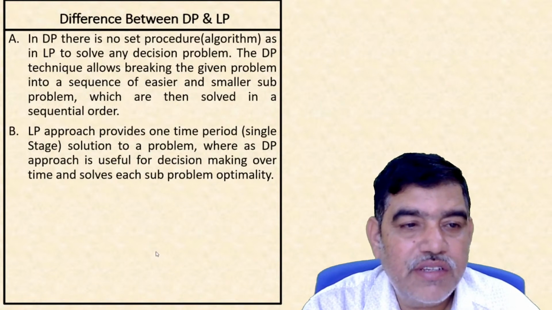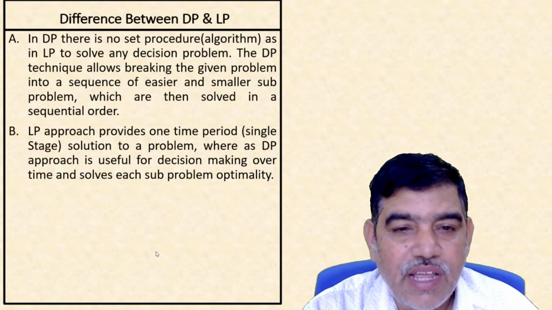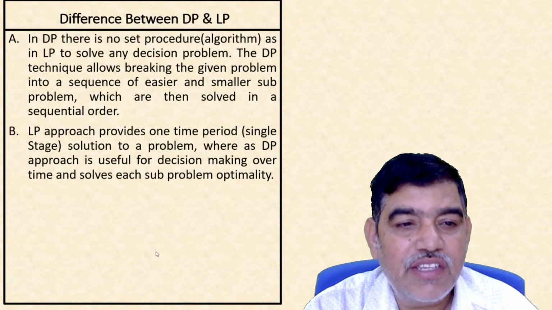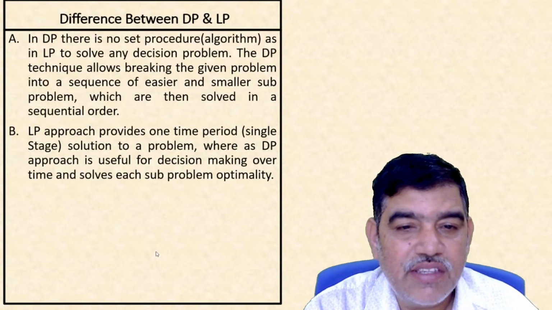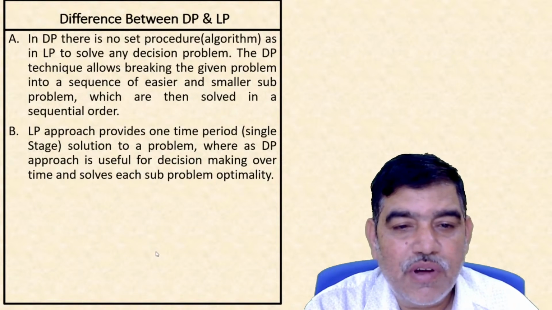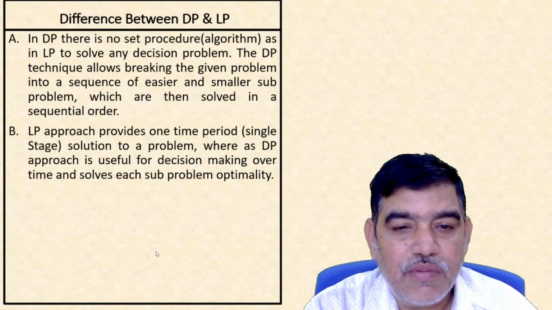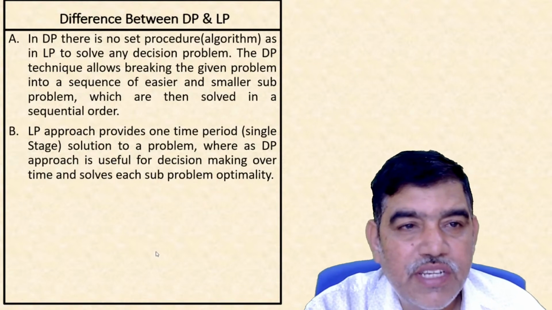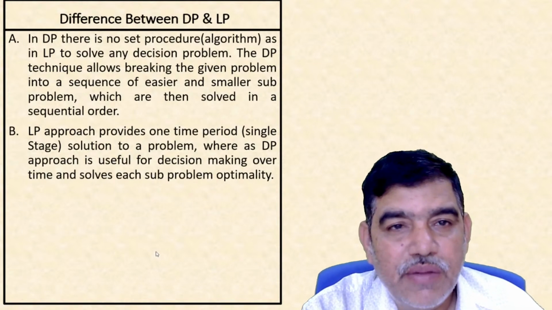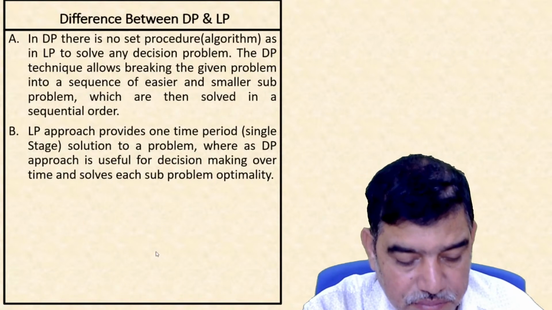The second point is that the linear programming approach provides a one-time period, that is, a single-stage solution to a problem, whereas the dynamic programming approach is useful for decision making over time and solves each sub-problem optimally. So these are the two basic differences between dynamic programming and linear programming problems.